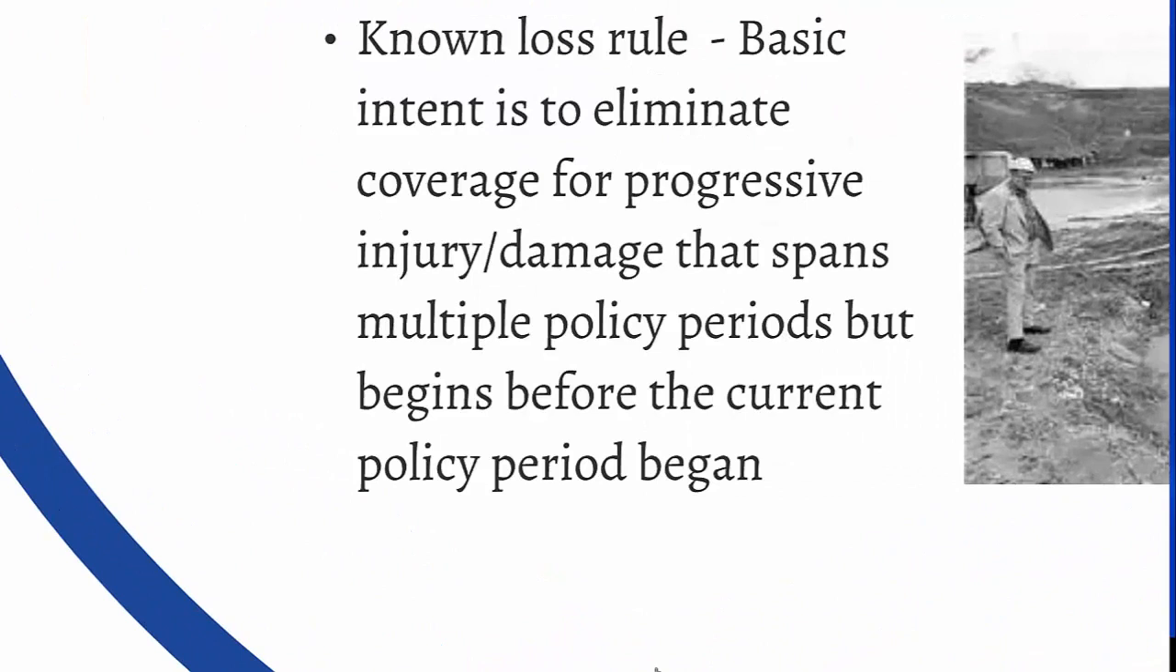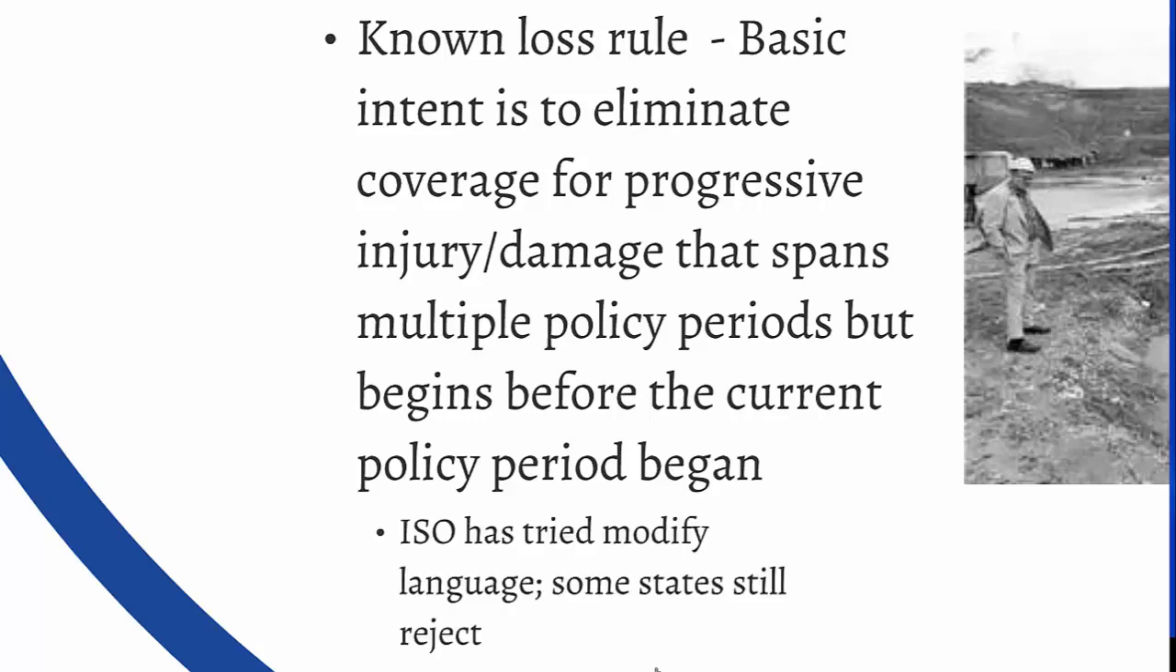The known loss rule's basic intent is to eliminate coverage for progressive injury or damage that spans multiple policy periods, but begins before the current policy period began. Essentially, from the Montrose rule, the known loss rule that insurance companies have tried to apply has not been effective. In other words, insurance companies end up having to pay for liabilities that were known to their insureds, even when the damage, such as that from toxic waste, was known to insureds before the policy began. ISO has tried to modify this language, but some states still reject the known loss rule.